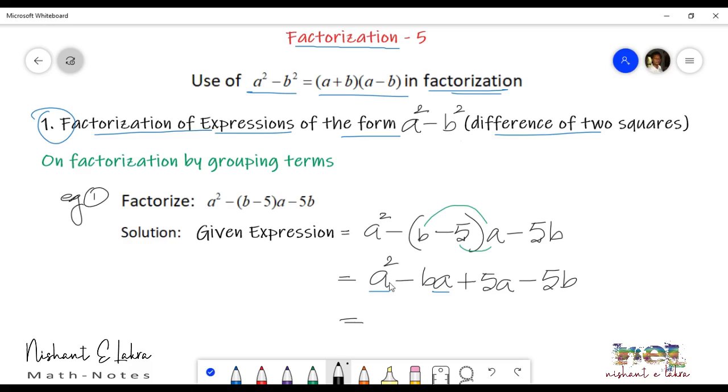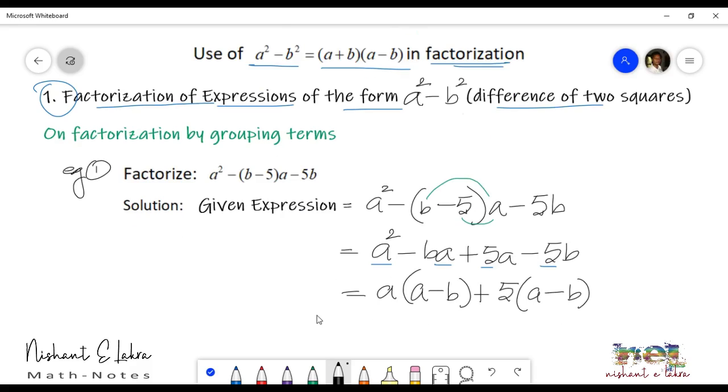What we're going to do is group them. The first group is a square minus ba, or ab. What we'll do, we'll find the common term here. A is common: a into a is a square, minus a into b is ba, or ab. Plus, let's solve the second pair, 5a minus 5b. What is common here? 5 is common. 5 into a is 5a, minus, and 5 into b is 5b.